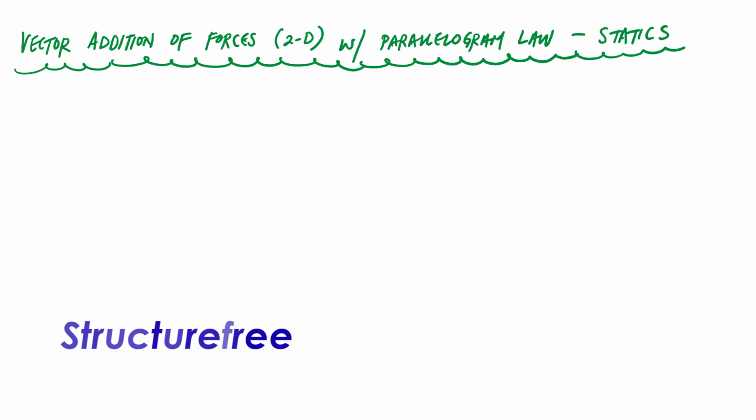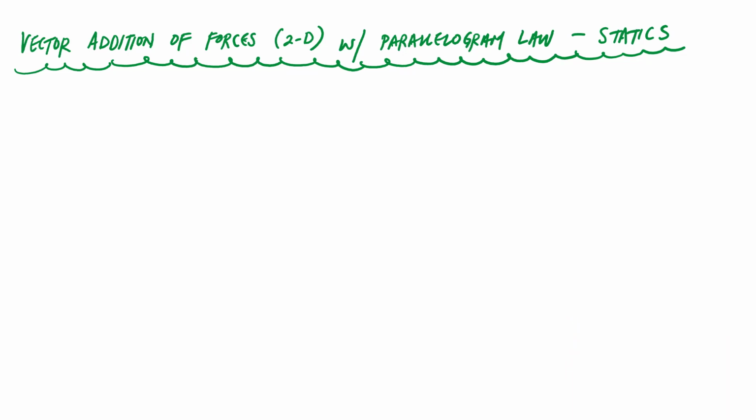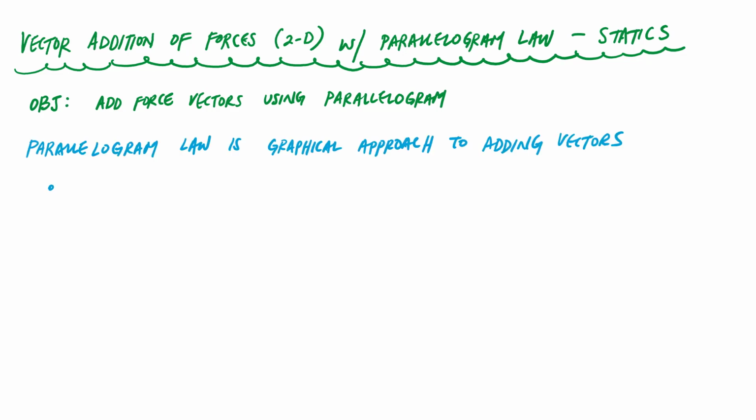And today we're going to go to statics and talk about vector addition of forces in 2D using the parallelogram law. One of the first things that we learn in statics is how to add force vectors to get a resultant. And we'll do that here using the parallelogram law. So hopefully by the end of this video, you get a sense of how to use the parallelogram law, which is kind of a graphical approach to finding the resultant or adding force vectors together. They're typically going to involve using the law of cosines and law of sines.